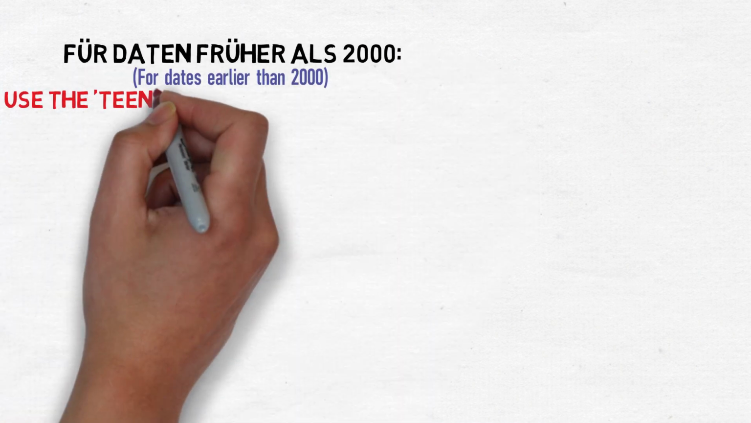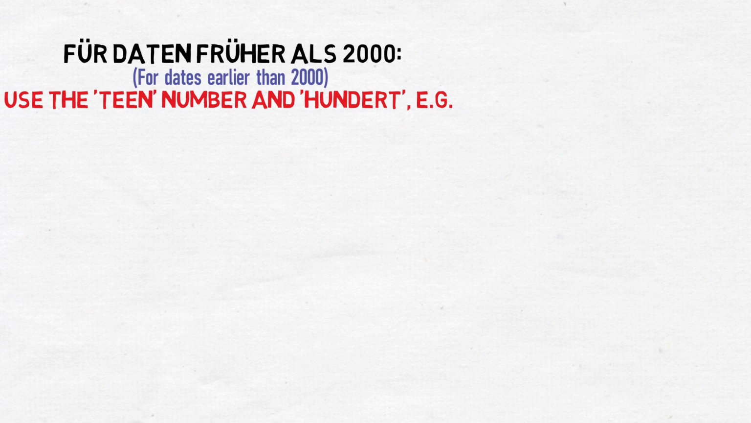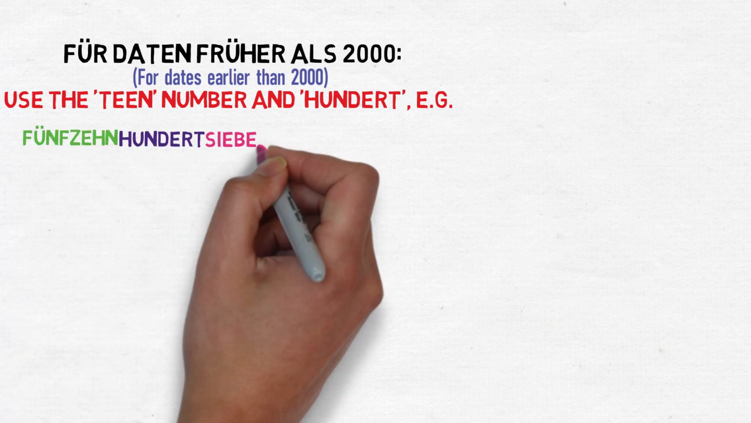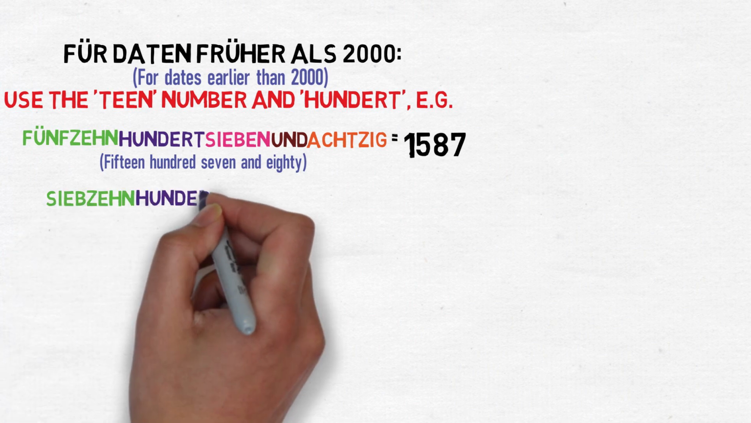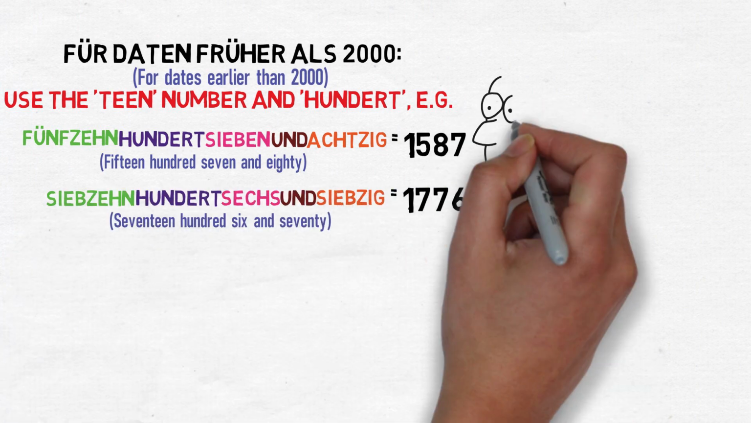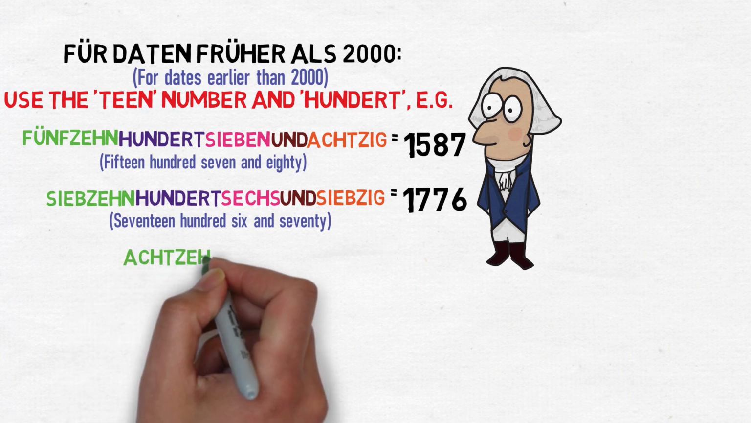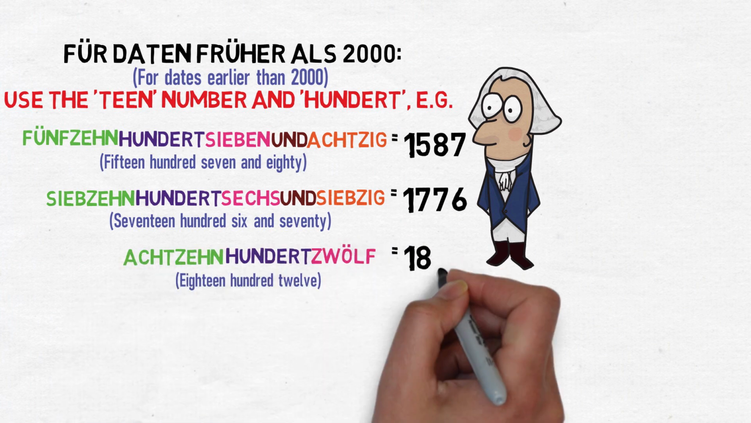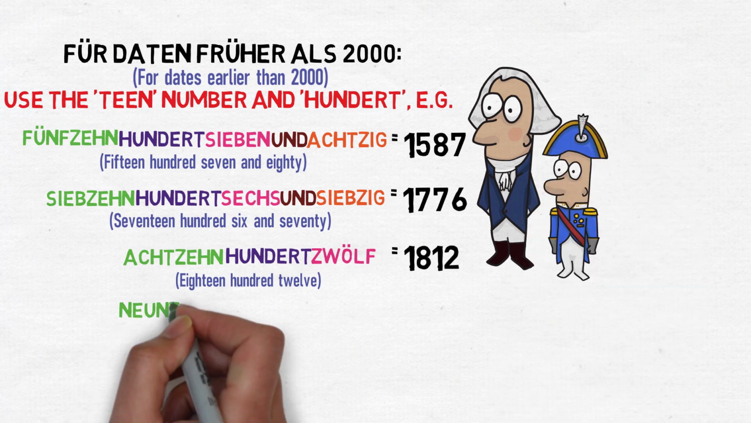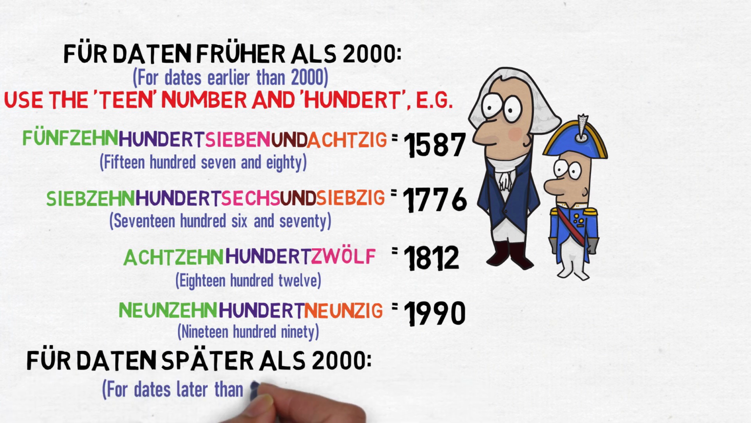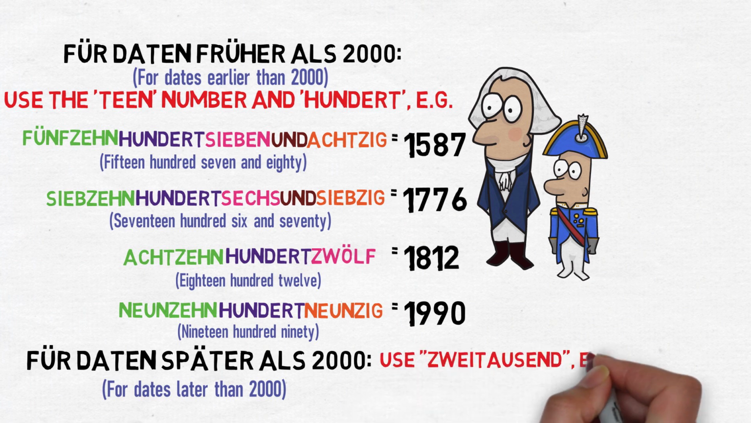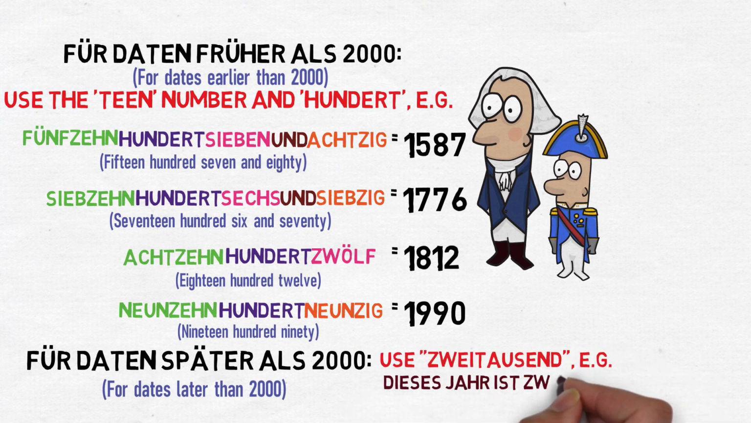For dates up to 1999, in German we use the teen number plus 100. For example, 1587. 1776. 1812. 1990. For dates of 2000 and after, we just use 2000. For example, dieses Jahr ist 2020. This year is 2020.